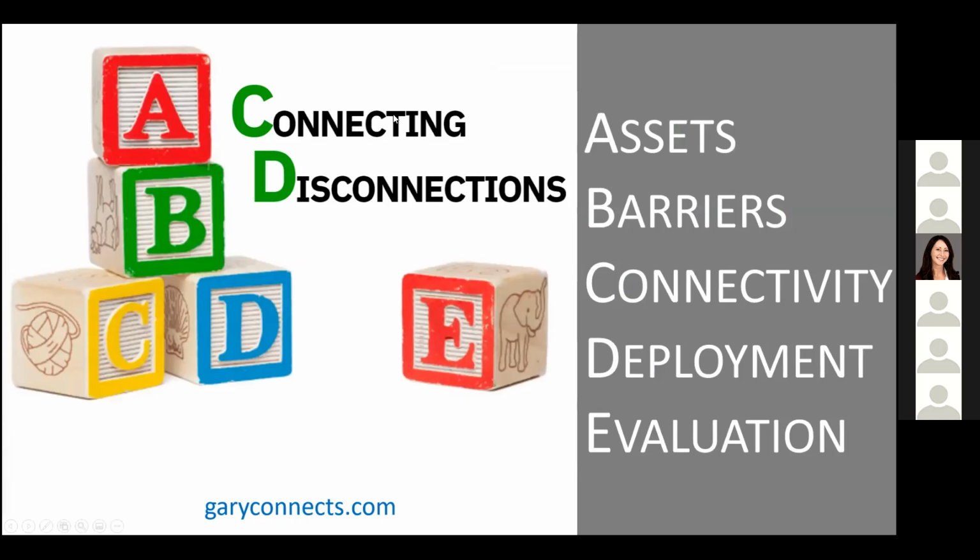I created this framework called Connecting Disconnections. You can hear more about it at garyconnects.com. It's part of my professional speaking operation, where I talk about each of these parts, and I talk about the whole thing all together, of assets, barriers, connectivity, deployment, and evaluation, A, B, C, D, E. And today we're going to be focusing on this assets piece. How to connect disconnections by inventorying assets first.